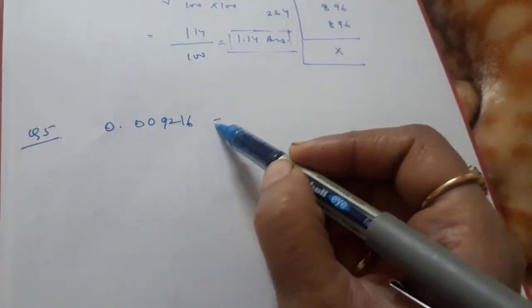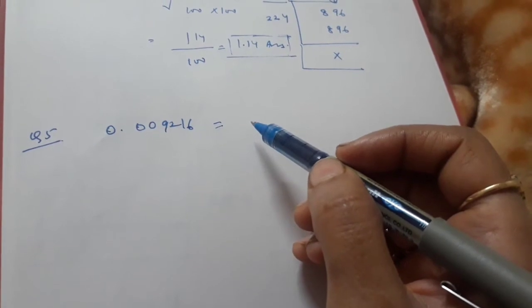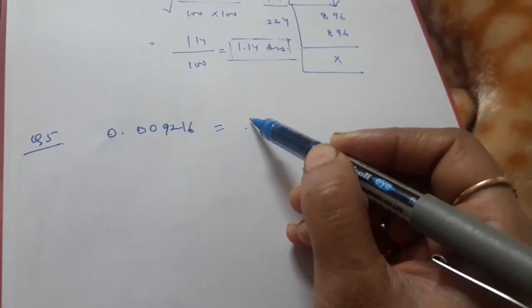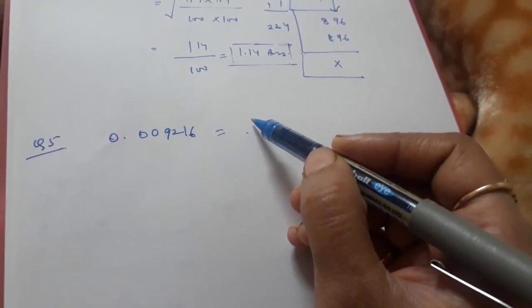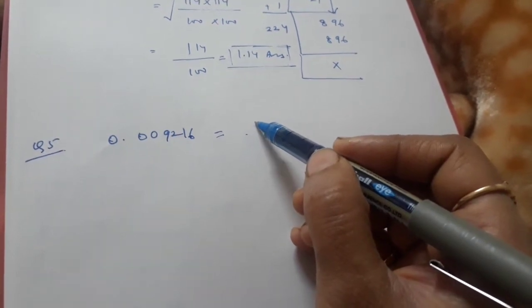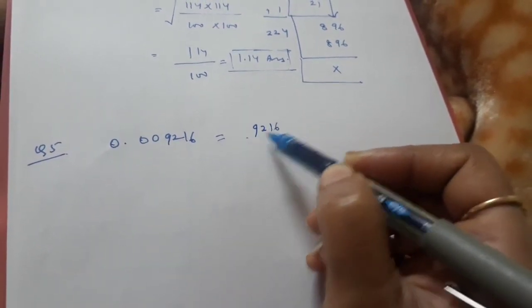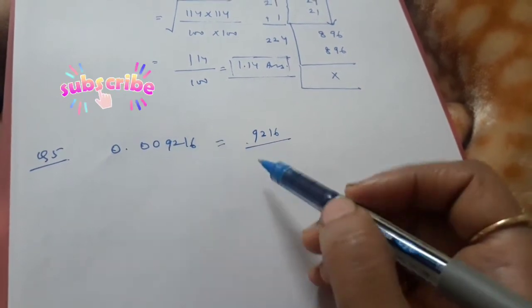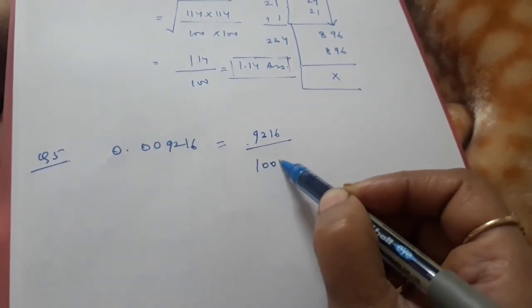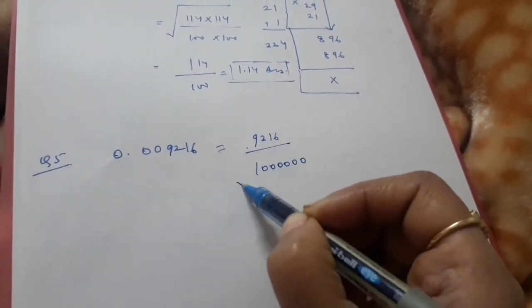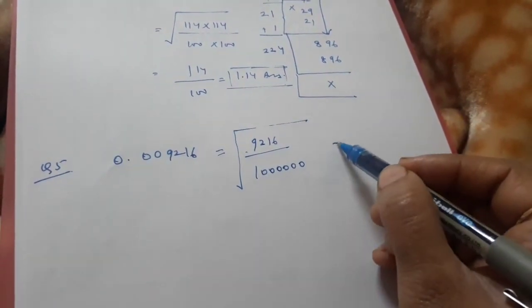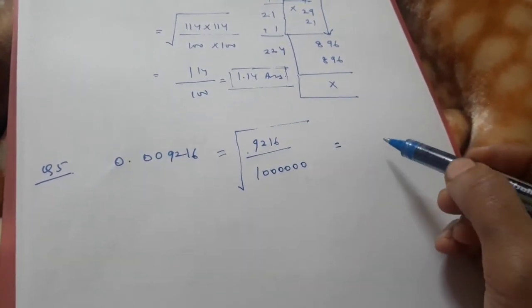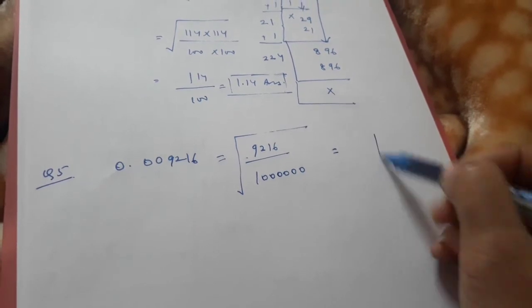So question number 5 is 0.009216. First we will change it into the rational number. So the number would become 9216 by 1,000,000. Here also we will have the square root by the method of long division.